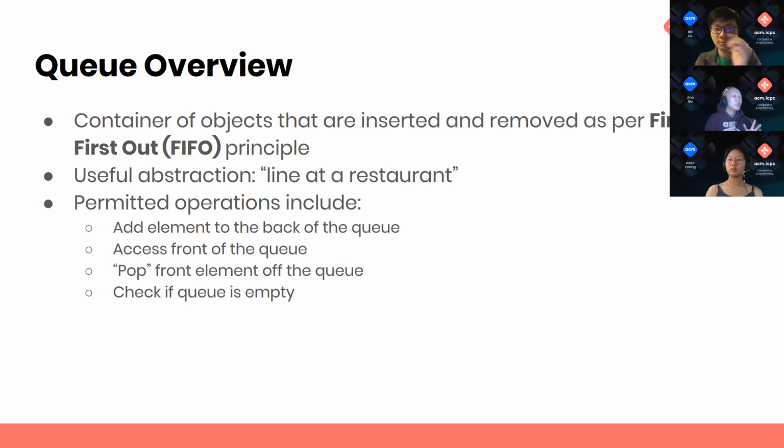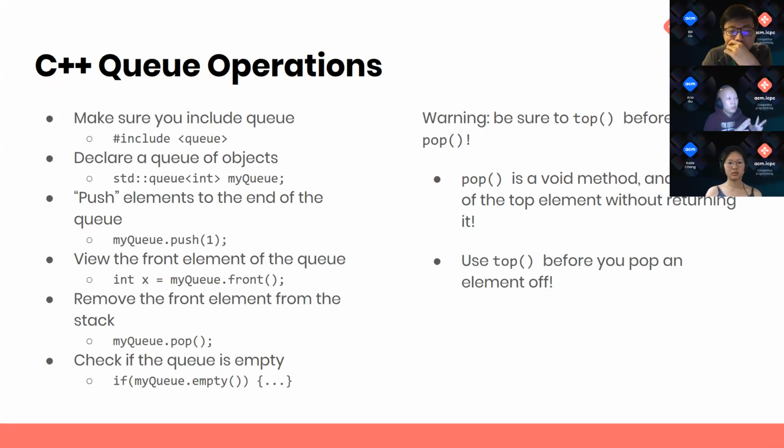So permitted operations, once again: adding elements to the back of the queue, and accessing from the front of the queue. So you're removing from the front, popping from the front, as well as checking if the queue is empty. These are just basic operations once again. And here are the operations. Include the queue header, always STL, very easy. And all these functions, I'm sure you guys already know what they are.